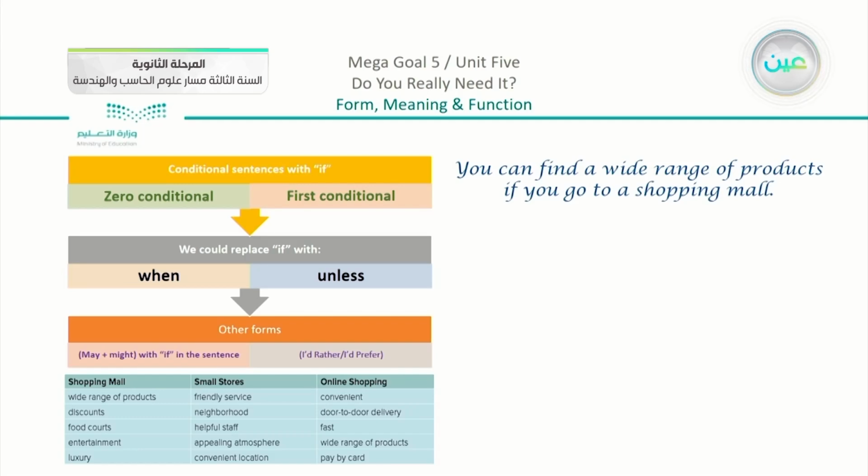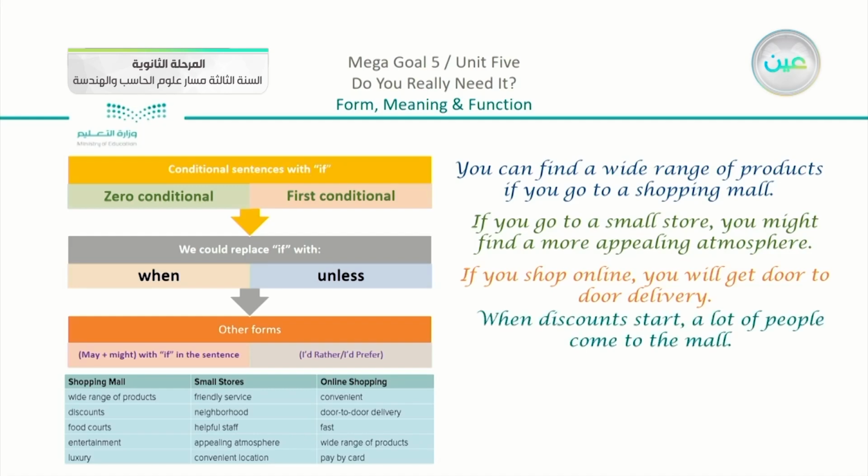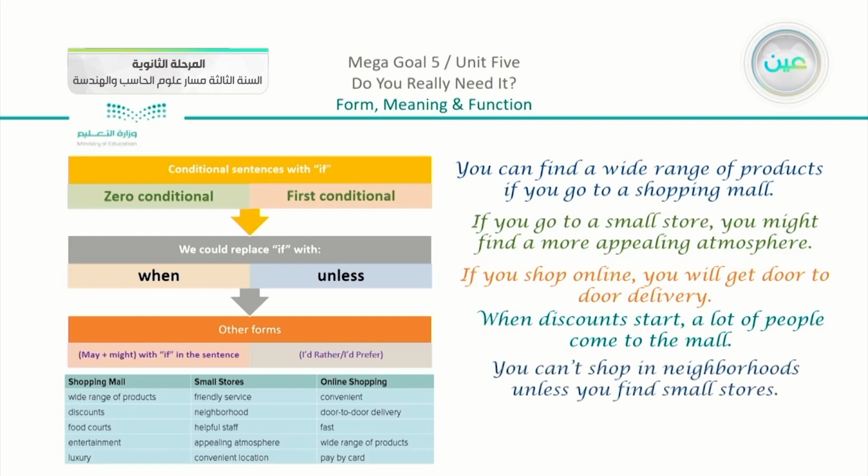So you can see here that we have the if. If you go to a small store, you might find a more appealing atmosphere. If you shop online, you will get door-to-door delivery. When discounts start, a lot of people come to the mall. You can't shop in neighborhoods unless you find small stores.